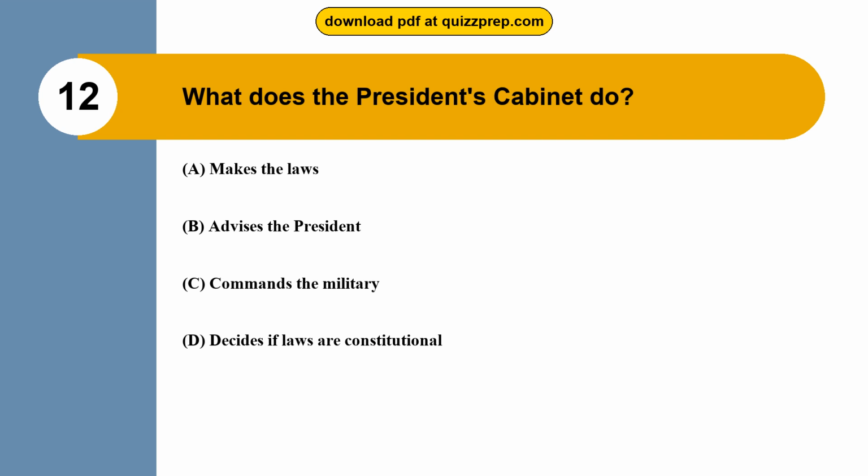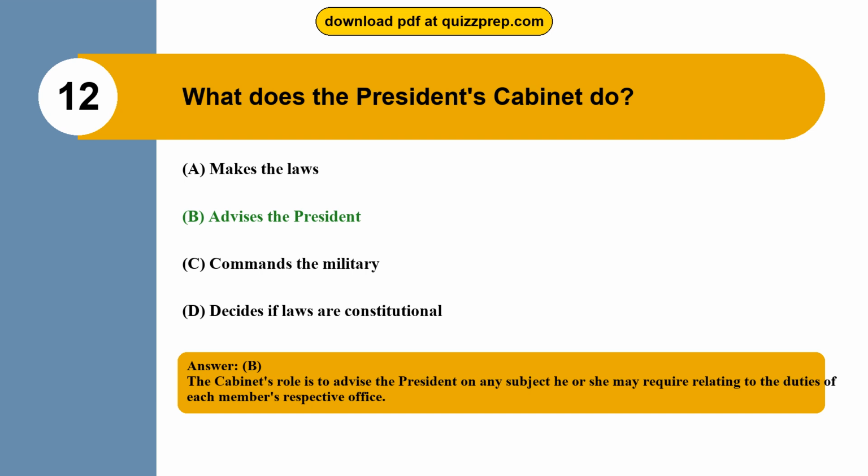Question 12. What does the President's Cabinet do? Option A. Makes the laws. Option B. Advises the President. Option C. Commands the military. Option D. Decides if laws are constitutional. The correct answer is option B. Advises the President. The Cabinet's role is to advise the President on any subject he or she may require relating to the duties of each member's respective office.